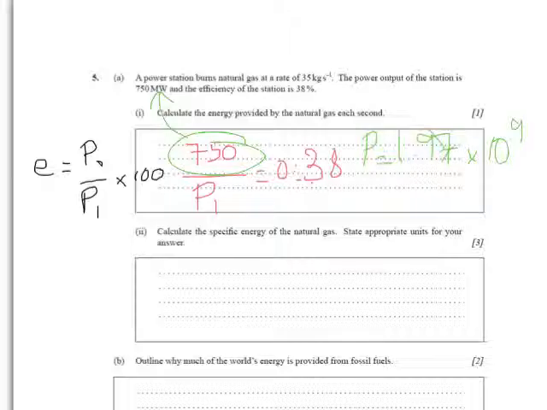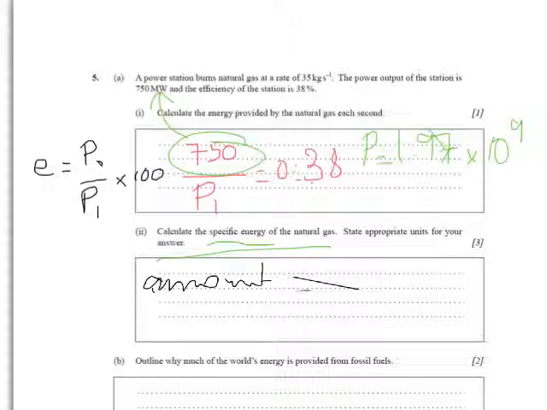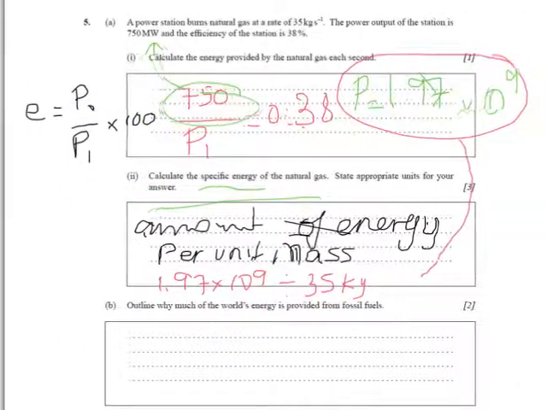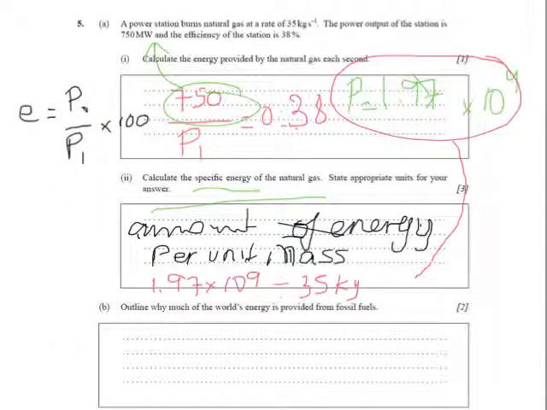Calculate the specific energy of natural gas. Okay, now the definition of specific energy is very straightforward. It's the amount of energy per unit mass. The amount of energy per unit mass.